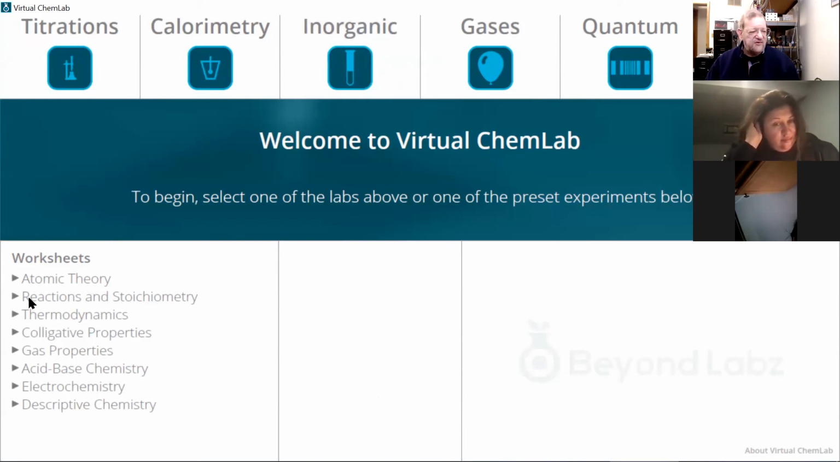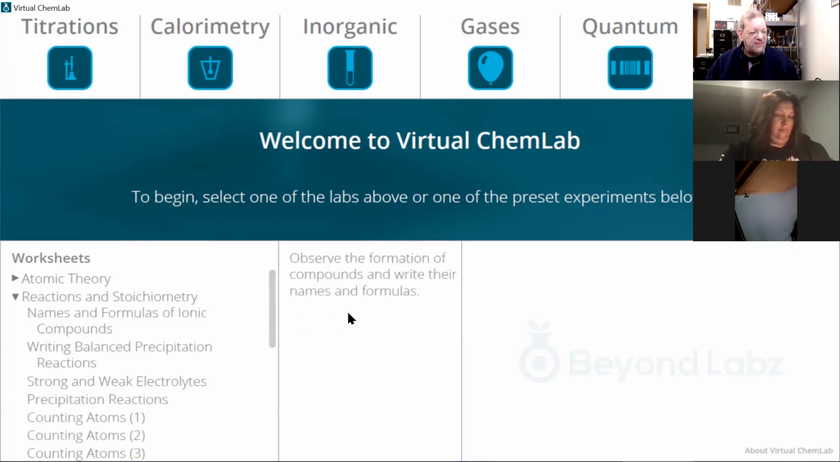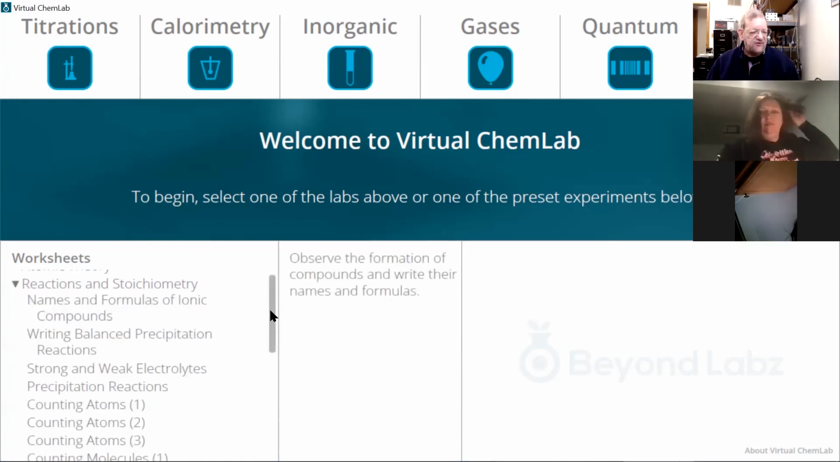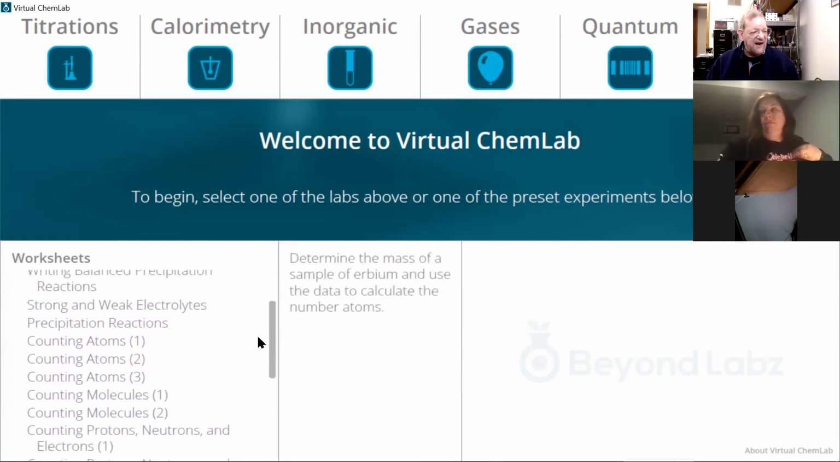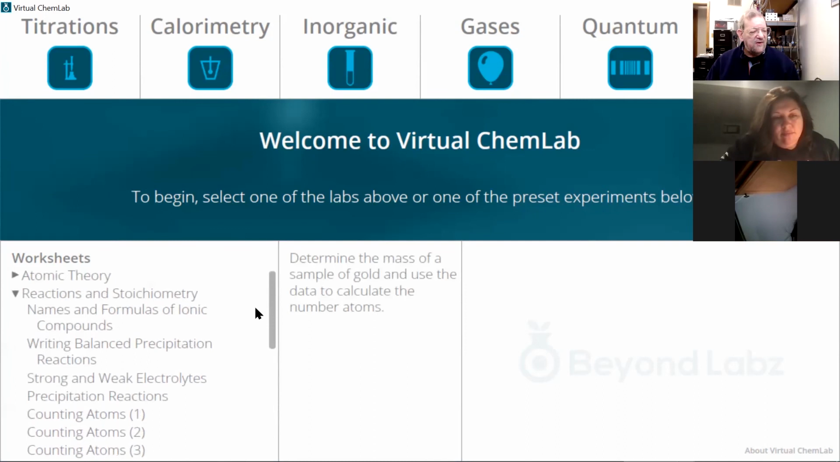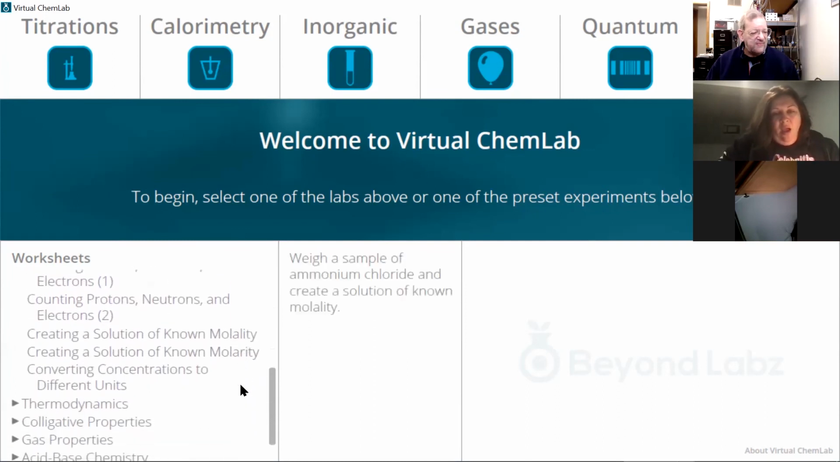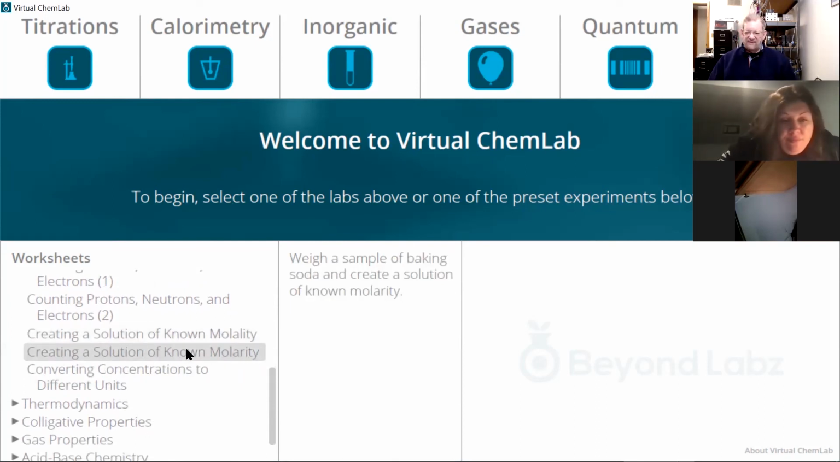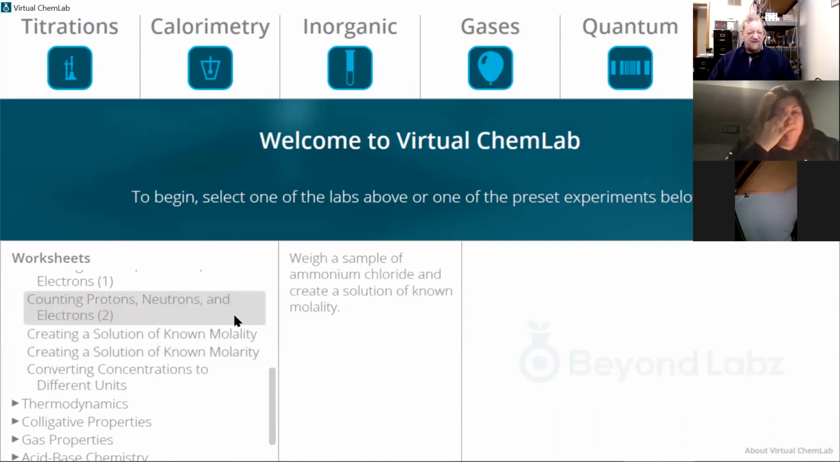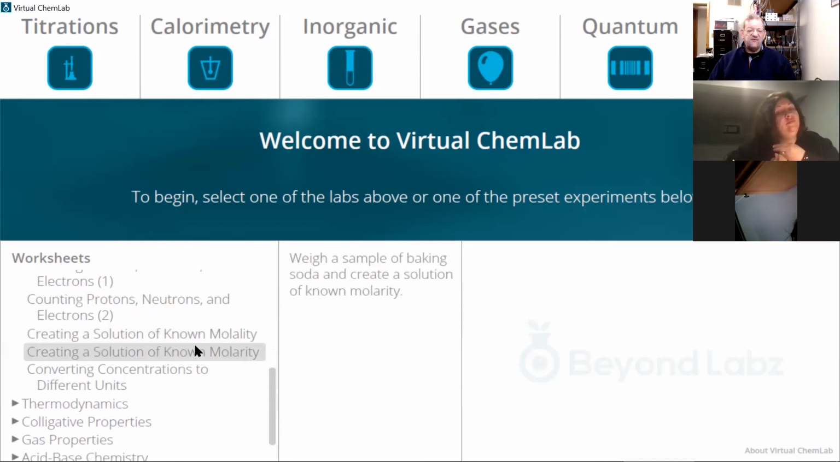This is different. See where it says worksheets, the lower left, and this is in the instructions. Click on reactions and stoichiometry. Stoichiometry is a fancy way. And now, if you scroll down, see where it has 2 different creating solutions of known molarity. Everybody see that okay? The top one, and if you look over here, it's for ammonium chloride, which you'll do. And the second one you'll come back to is for baking soda, which is otherwise known as sodium bicarbonate.